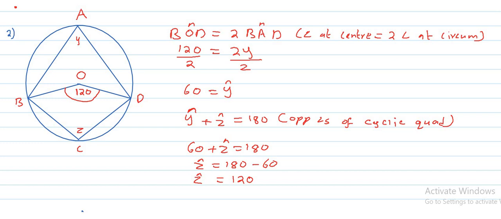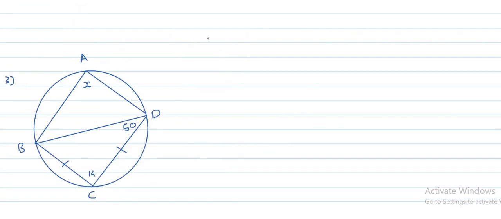Let's go to question number 3. In our third question, we are given a circle with points A, B, C, D on the circle, and we need to calculate the value of X and K. But we are given that BC equals CD. So, meaning if BC equals CD, angle DBC equals 50. Let me state it here.